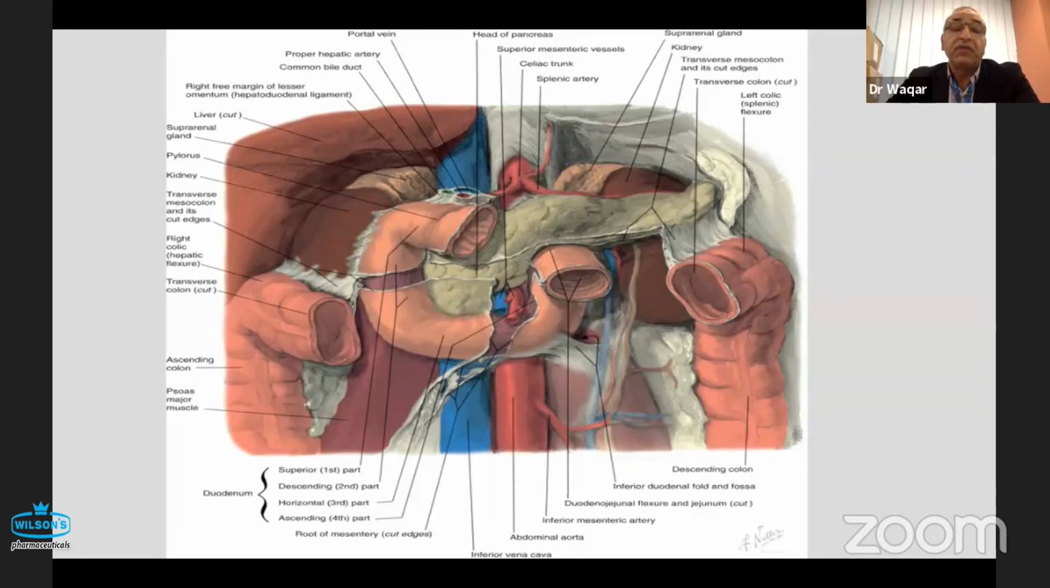It does not have a mesentery. And you can see the pancreas is also retroperitoneal. Above, you can see the celiac trunk coming out of the aorta, and you can see the inferior mesenteric artery and the vein running along it.